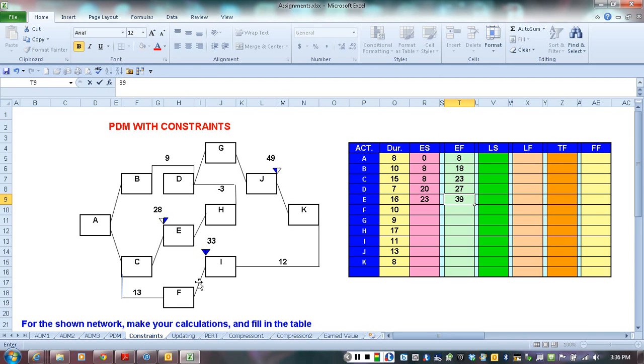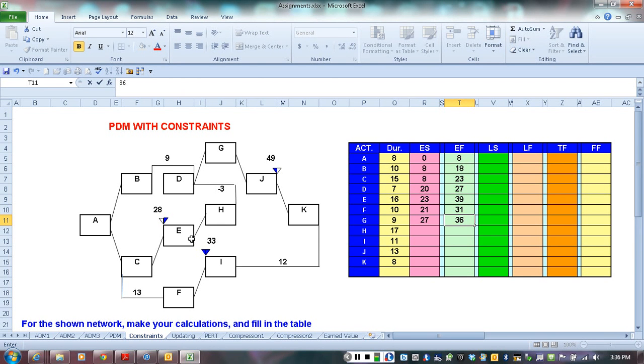Activity F starts 13 days after the start of C. C started on day 8, so F is going to start 13 days later on day 21. Duration 10 days, so it's going to finish on day 31. As you can see, very simple calculations and very straightforward so far. Now moving to activity G, finish to start with D. D ends on day 27, so G is going to start on 27. 9 days of duration, therefore it is going to finish on day 36.